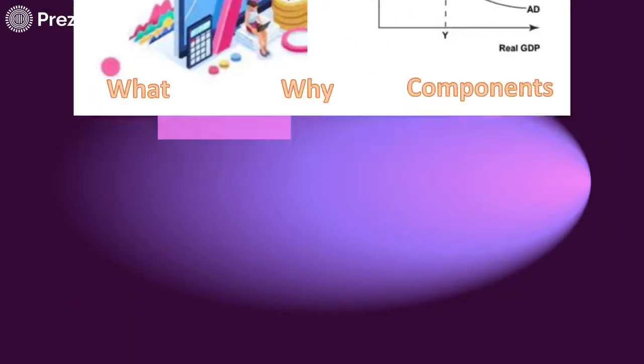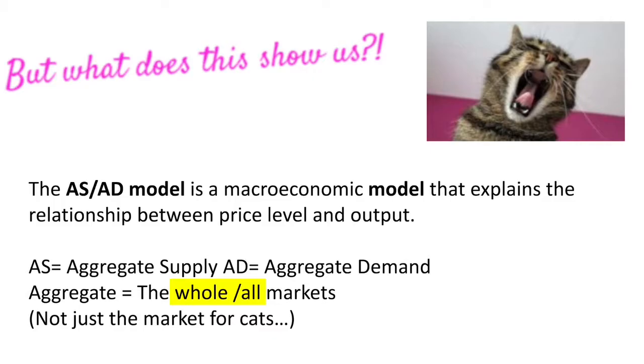So firstly, we'll look at what it shows us. The ASAD model is a macroeconomic model that explains the relationship between price level and output. AS means aggregate supply, and AD means aggregate demand. You might remember back in level 1 that we did demand and supply curves. The reason why it's AD and AS now is because aggregate means the whole market, not just, for example, the market for cats.